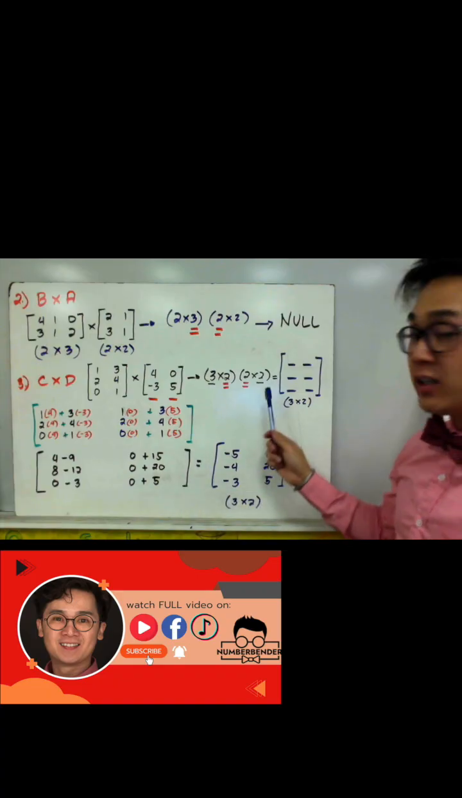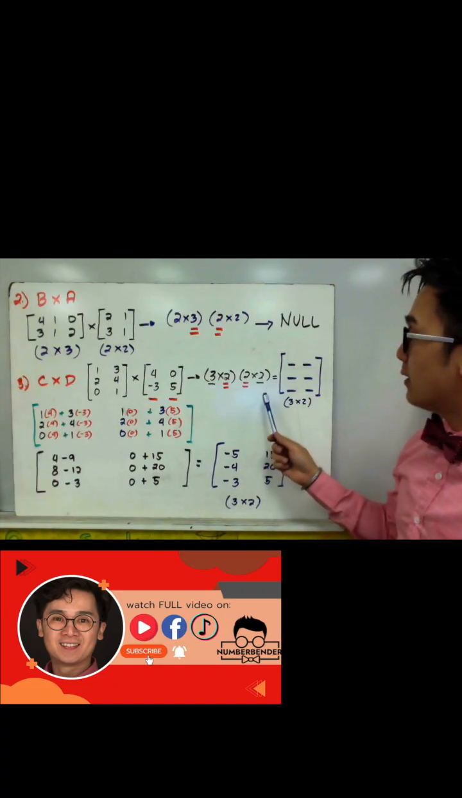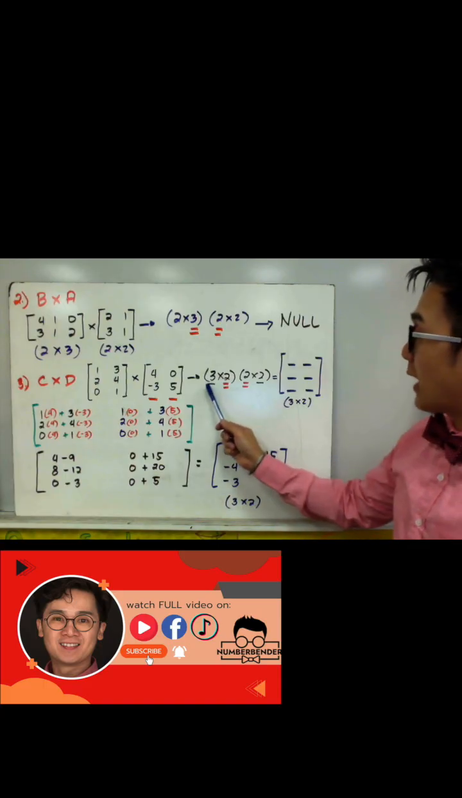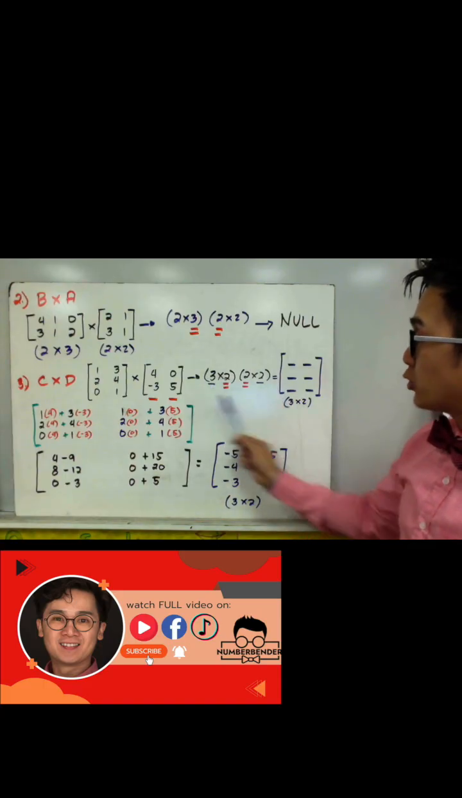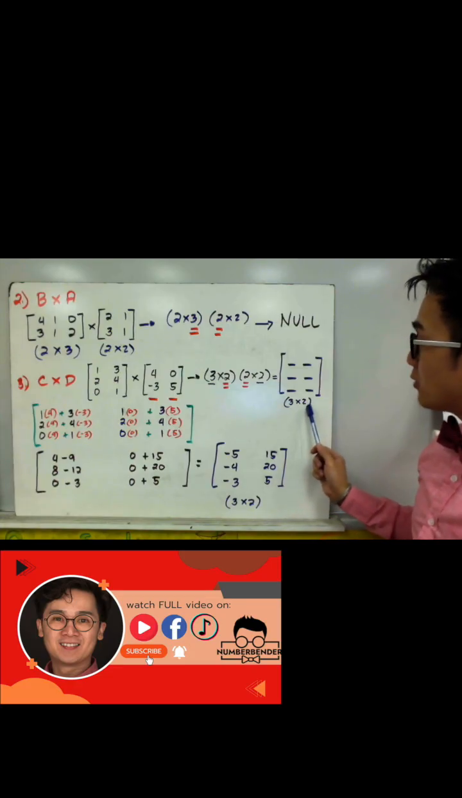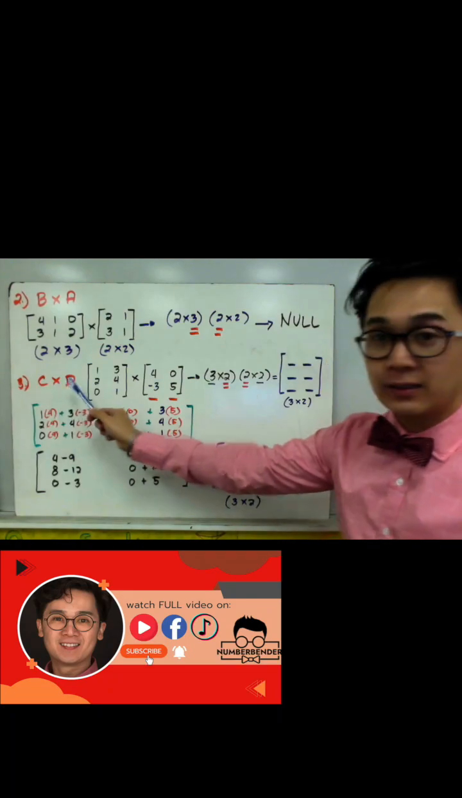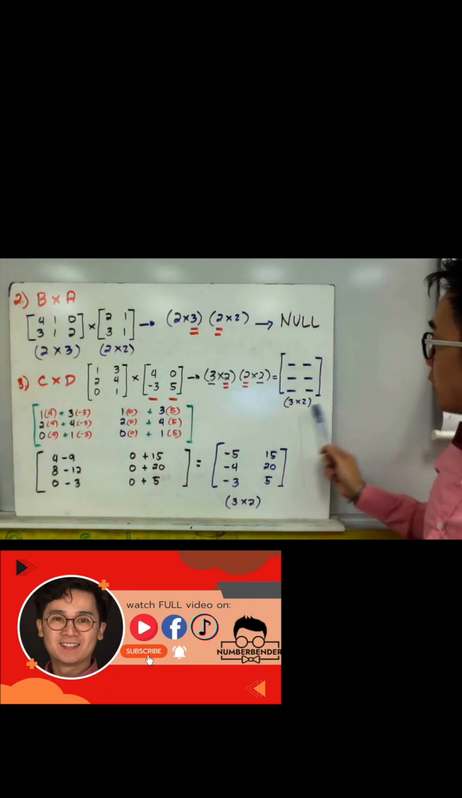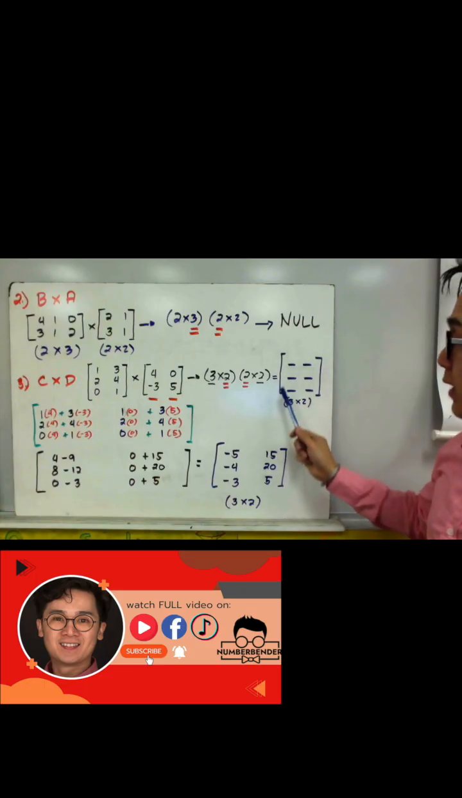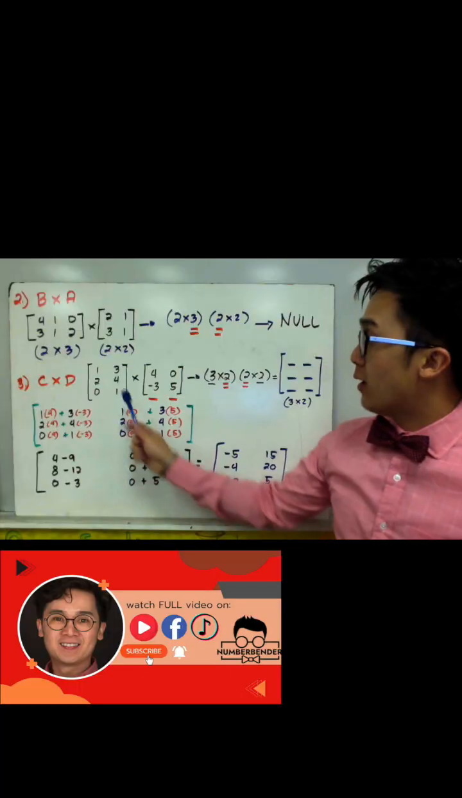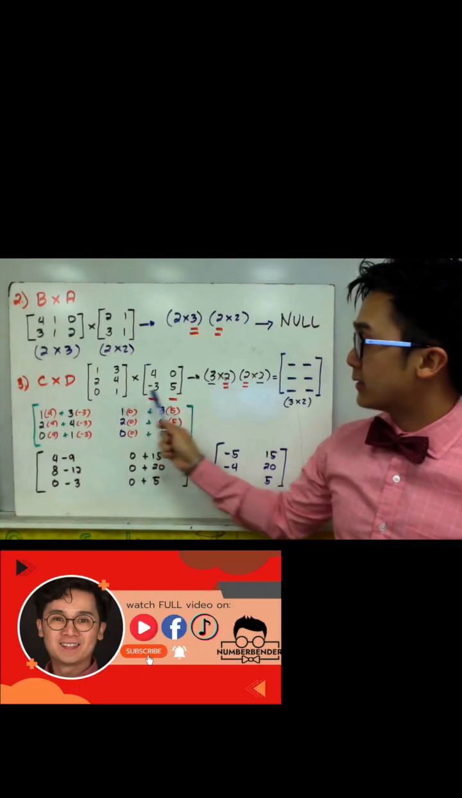Now to have an idea of the order of the product of these two matrices, we have 3 and 2 as our outer values. So we know that we are expecting a 3 by 2 matrix when we combine C and D. Now that we verified, and we also have an idea of what our product will look like, let's start with the process. This is matrix 1 and this is matrix 2.